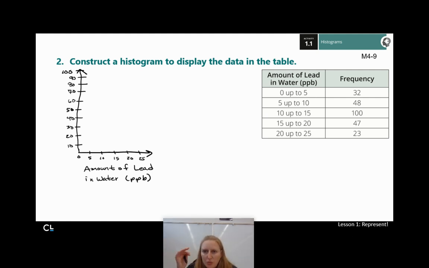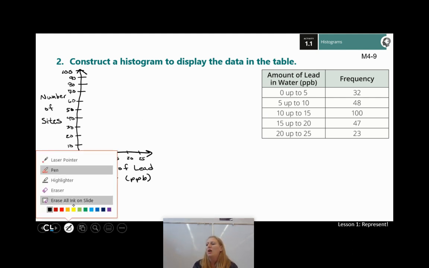So remember what this was, that this was the number of sites, right? These were sites that we were taking water samples from, and 32 of those sites, 48 of those sites, 100 of those sites. So along the side here, I'm going to put number of sites, because that's what our frequency is. And of course, this whole thing is telling us the amount of lead in drinking water in selected sites in Greenville.